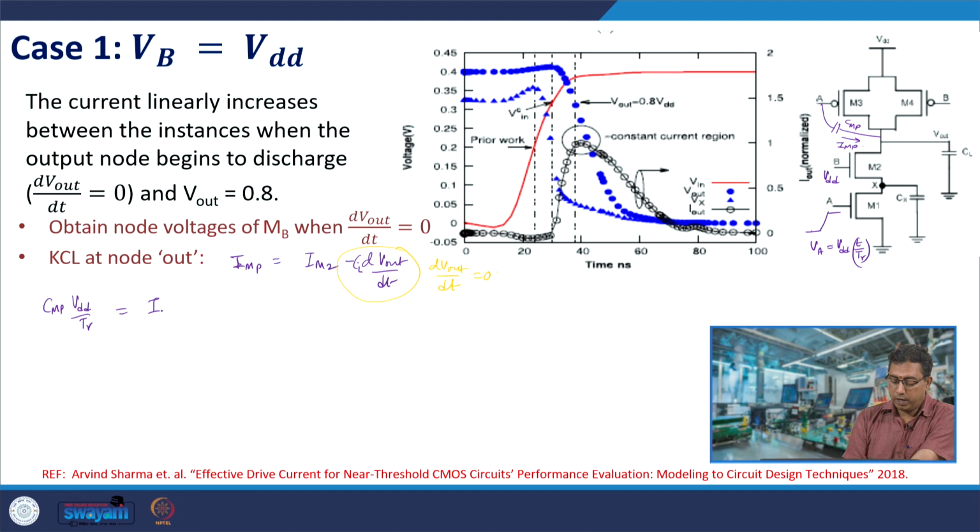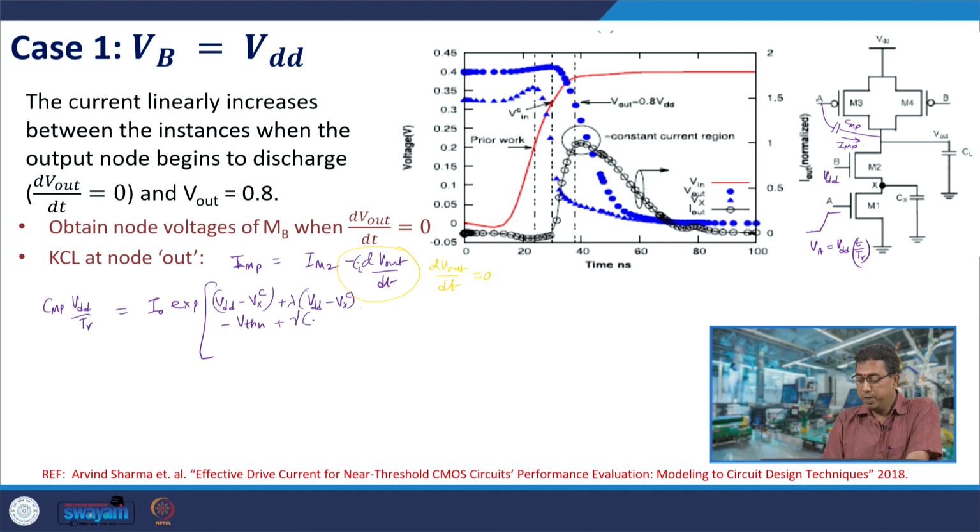So, this is equal to IM2, which is I naught exponential of VGS of M2, which is VDD minus Vxc. So, we are looking at Vx when the output begins to discharge, or dV out by dt is 0, plus lambda into VDS of M2, which is output voltage nearly VDD, V out minus Vx, which is Vxc, minus Vthn plus body factor into Vsb of M2, which is Vxc again, divided by n VT, where Vt is the thermal voltage.